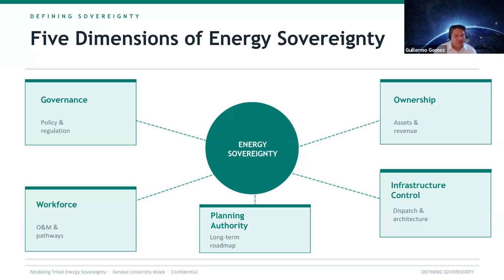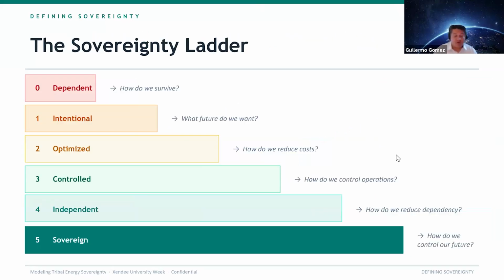Once we defined what sovereignty was to this specific community, we then needed a way to measure progress towards that. So what we ended up creating was a sovereignty ladder, and this became our framework. The goal wasn't just about installing equipment. The goal was how do we move through this sovereignty ladder and go from utility dependence and dependence on outside entities towards complete sovereignty.